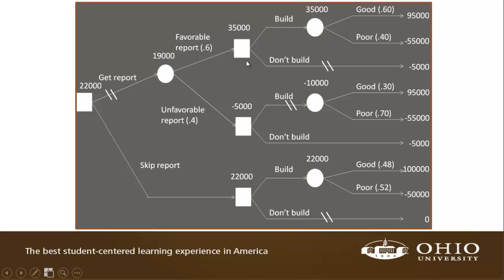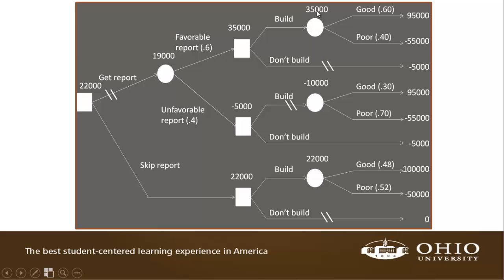If we pay for the report and decide not to build, then we just lose the $5,000 that we paid for the report. We get these other numbers in a similar fashion. The only reason this is 100 rather than 95 is because we didn't buy the report, so we didn't have to pay the $5,000 for the report.